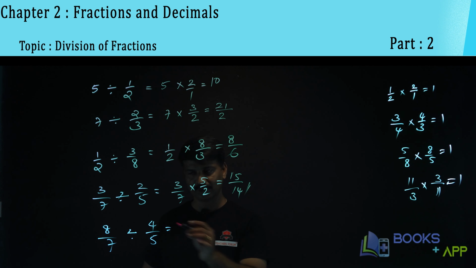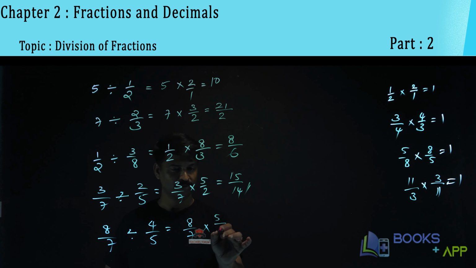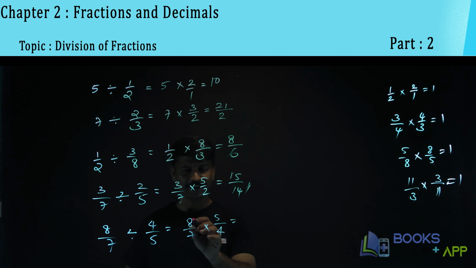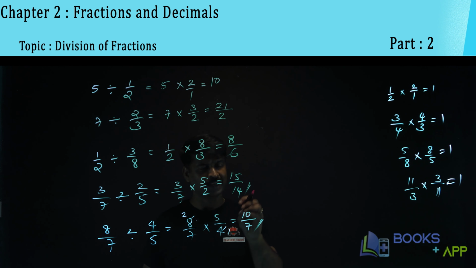I think it is clear to you. What is this answer? Tell me. 8 by 7 into 5 by 4. That is equal to 40 by 28, isn't it? So 8 and 4, you can cancel. You divide this by 4, you will get 1. When you divide 8 by 4, you will get 2. So what is the final answer? 2 into 5, 10. 7 into 1, 7. Or you write 8 into 5, 40 divided by 28. When you simplify that, you will get 10 by 7.